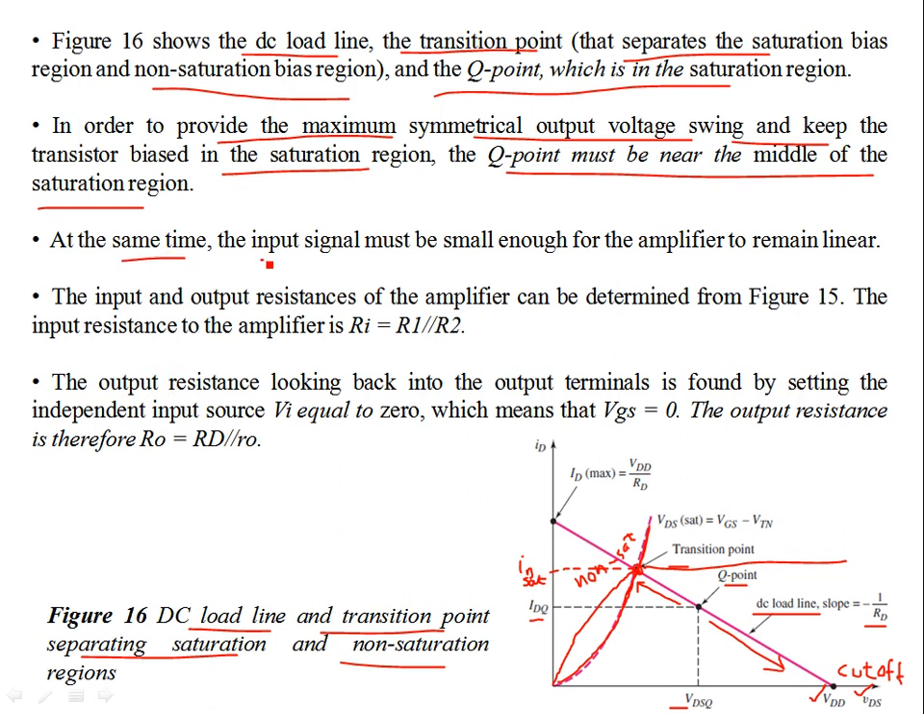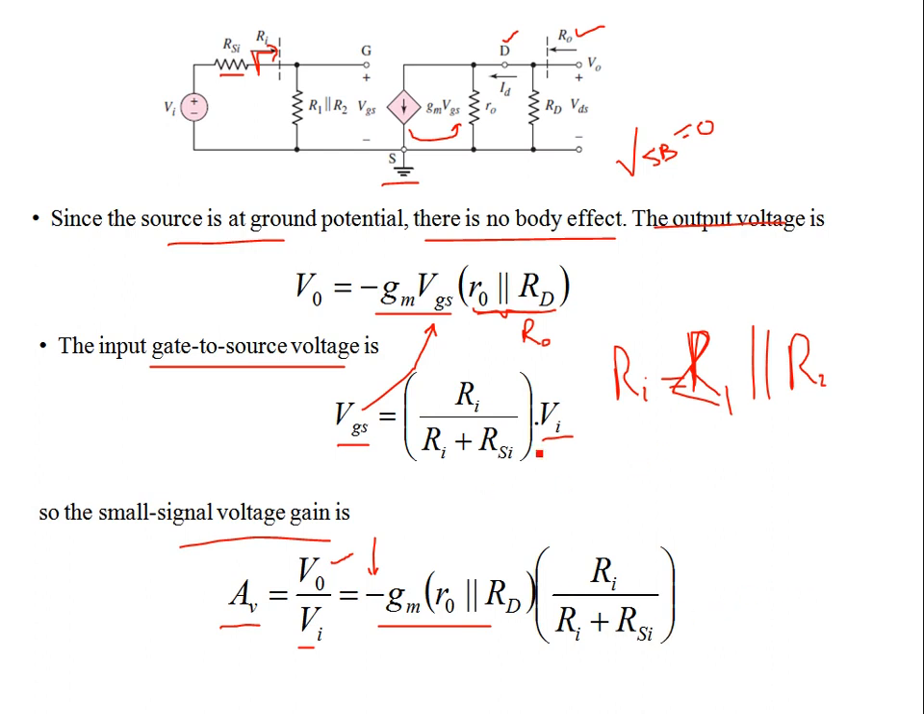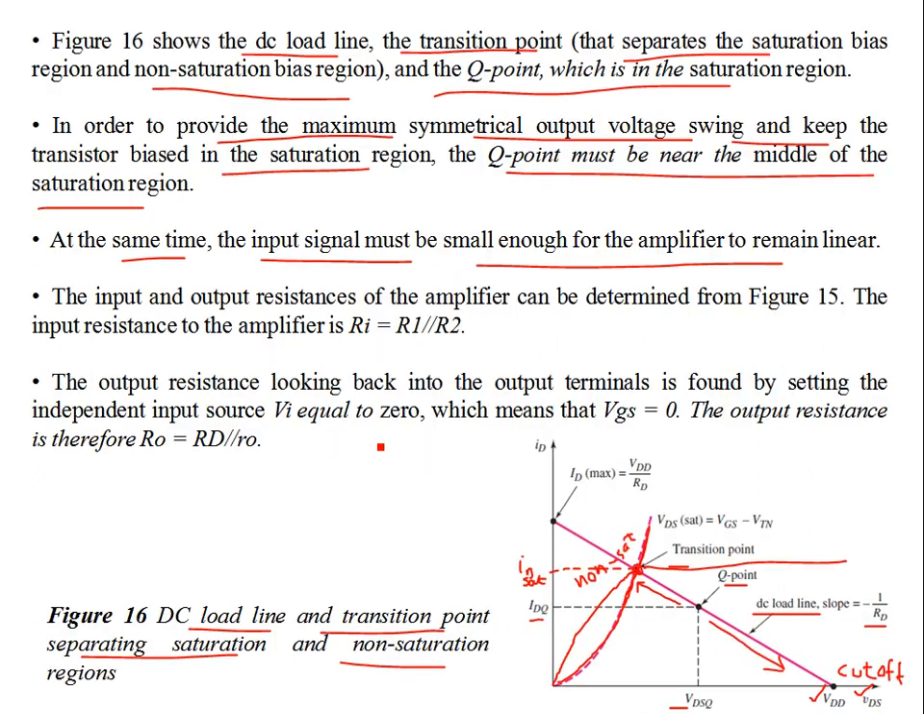At the same time, the input signal must be small enough for the amplifier to remain linear. You see, if the input signal is large, what happens is that you have a large VI swing, which means a large VGS swing, and the Q point is going to move up and down. Due to the large swing, you will have an output voltage that could be clipped like this. You will have a sinusoid that is clipped; instead of a nice sinusoid, you will have these clipped portions. You don't want that. So your input signal must be small enough for the amplifier to remain linear. If the swing is large, the Q point is going to shift towards cutoff, and then towards the non-sat region, and your output is going to be clipped. So the transistor won't be linear.